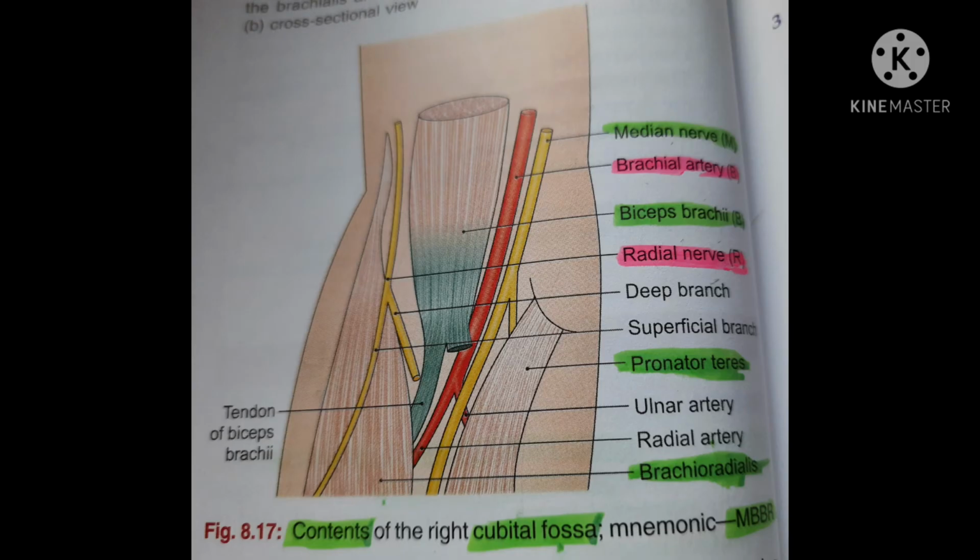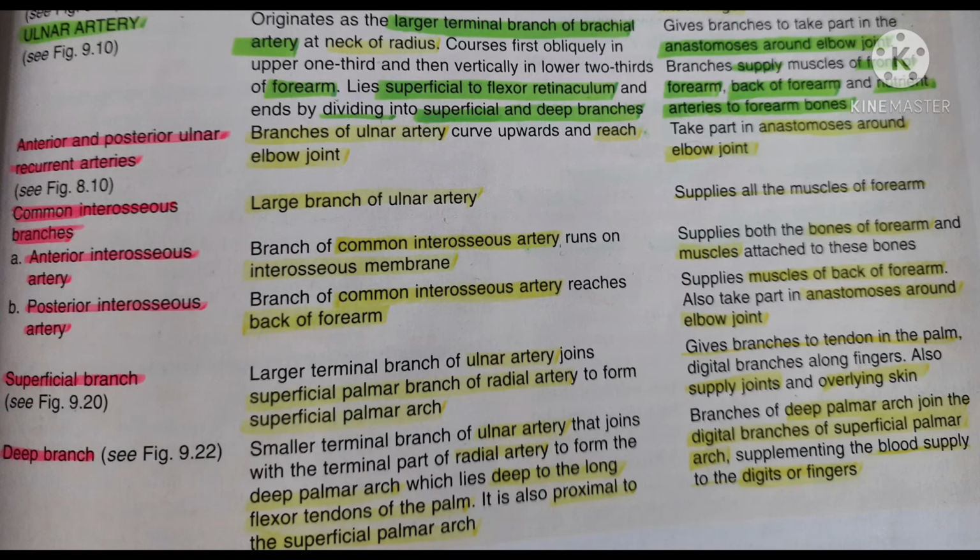Ulnar artery originates as the larger terminal branch of the brachial artery at the neck of radius, courses first obliquely in the upper one-third and then vertically in the lower two-thirds of the forearm, lies superficial to the flexor retinaculum and ends by dividing into superficial and deep branches. Gives branches to take part in anastomosis around the elbow joint. Branches supply muscles of the front of the forearm, back of the forearm and nutrient arteries to the forearm bones.